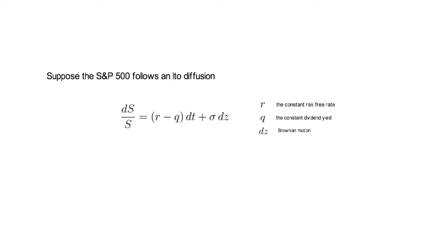Now, suppose the S&P 500 follows an Ito diffusion, which looks as follows, where r is the constant risk-free rate and q is the constant dividend yield. S is the price of the S&P 500. The term dz is a Brownian motion, and sigma can be any diffusion process for the conditional volatility. We don't need to specify the process for the conditional volatility. Instead, we will use the price on options written on the S&P 500 to back out the expected integrated variance. And last, if not stated otherwise in this video, every expectation is written under the risk-neutral probability measure Q.